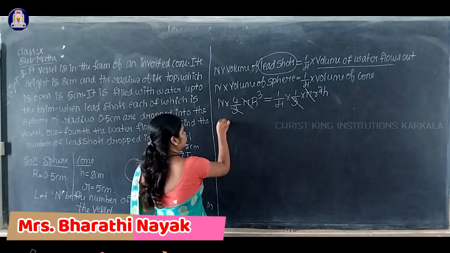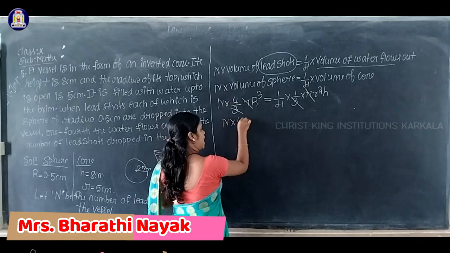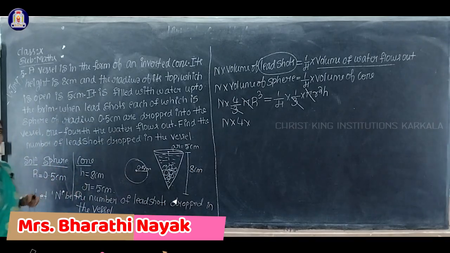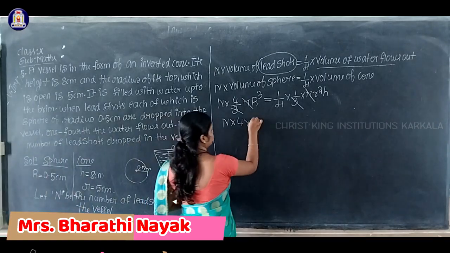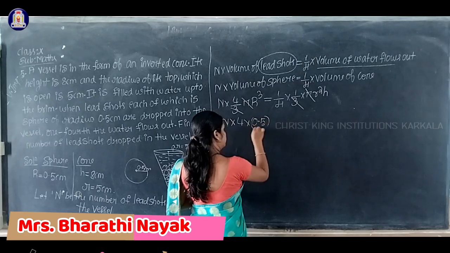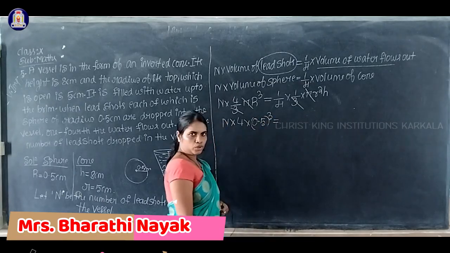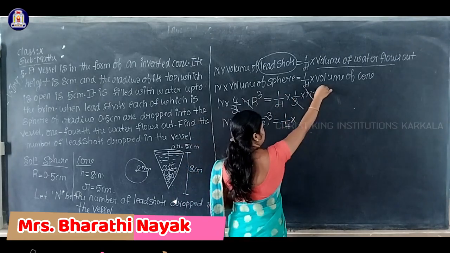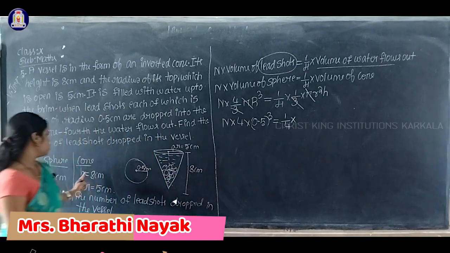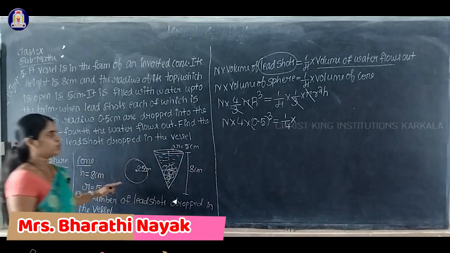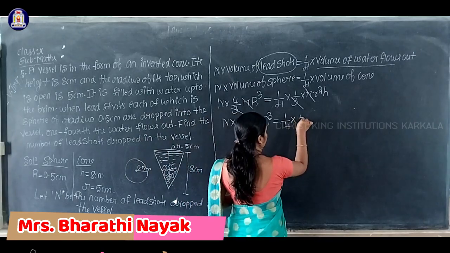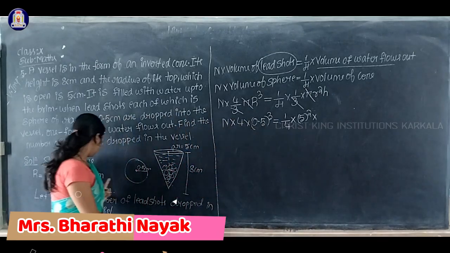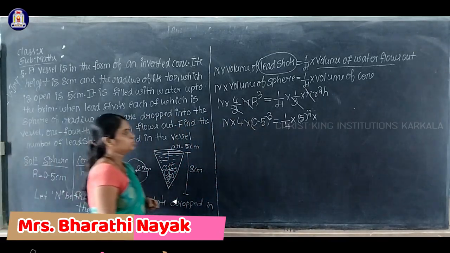Okay, so now write the remaining terms. N into 4 as it is, R cube. What is the value of capital letter R? Capital R is nothing but 0.5. So 0.5 whole cube equal to 1 by 4 as it is into r square. What is the value of small letter r? Small r is equal to 5. So r square is 5 square into h. What is the value of h here? h is the height of the cone, equal to 8.